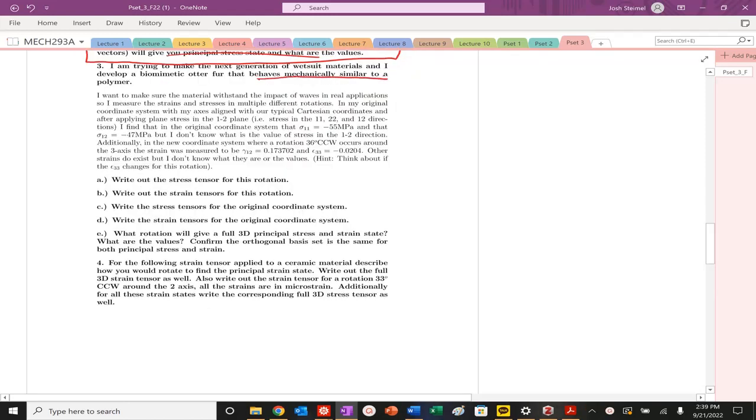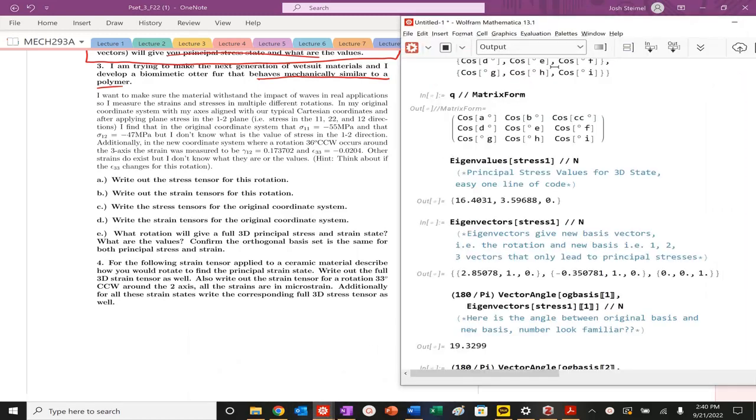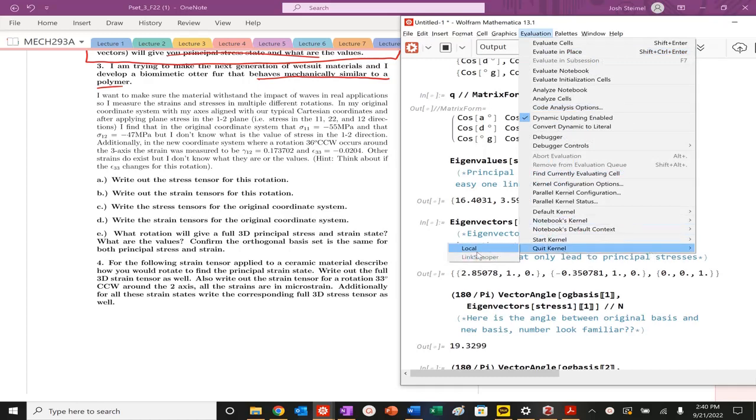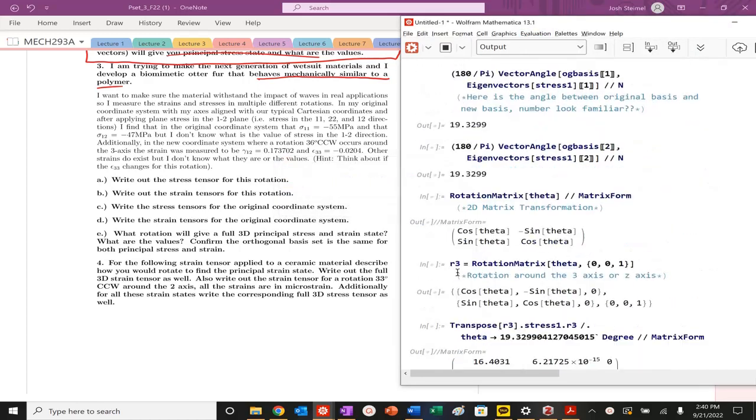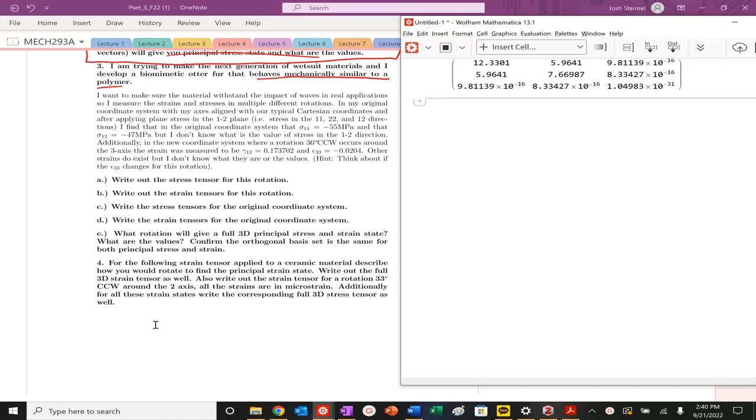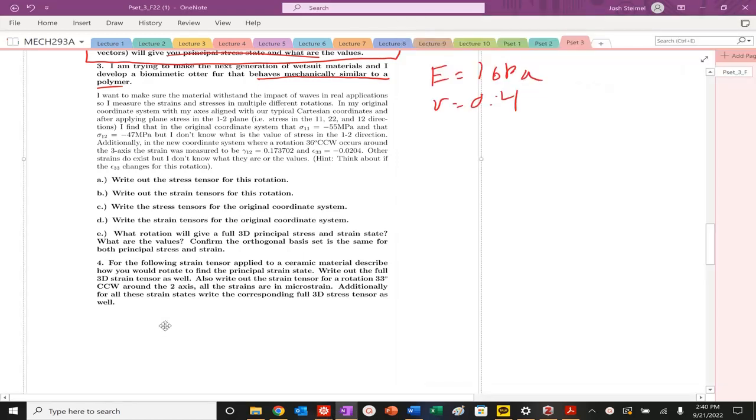So now I'm looking at the next generation of wetsuit materials. Biomimetic autofer behaves similarly to a polymer. So if it's a polymer, I know my Young's modulus, I know my nu. I am going to quit my kernel and clear everything because I don't want any crosstalk between my variables. All right, so let's see what we've got here for this problem.